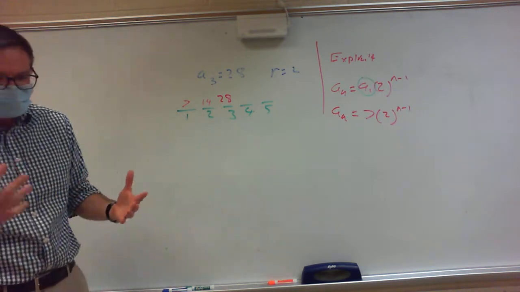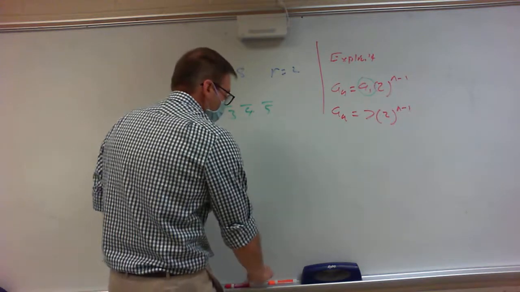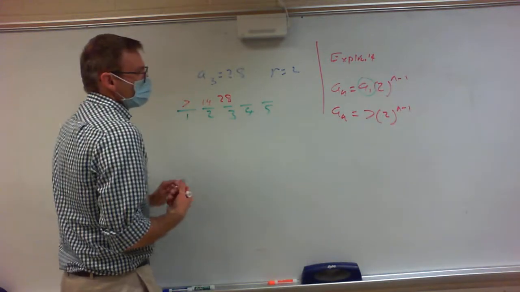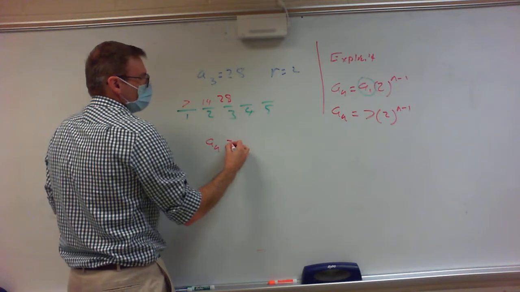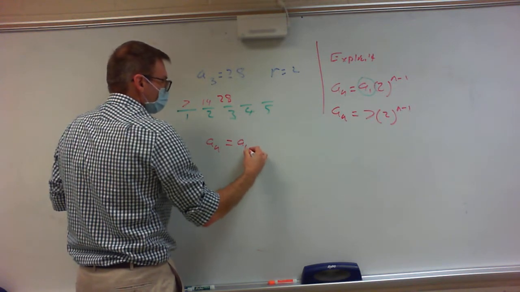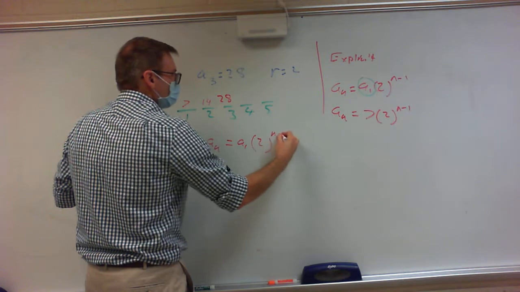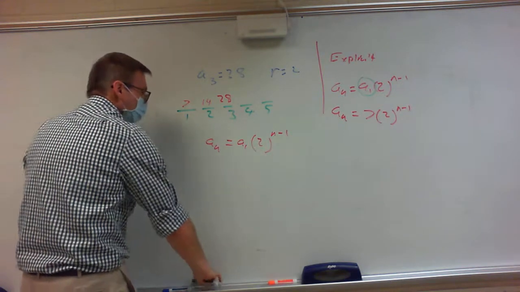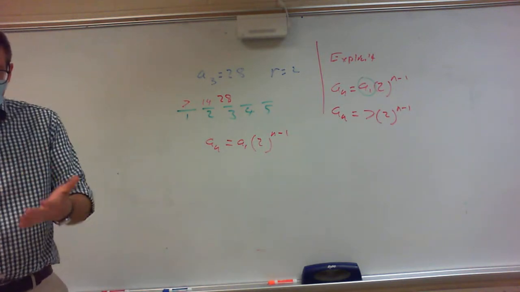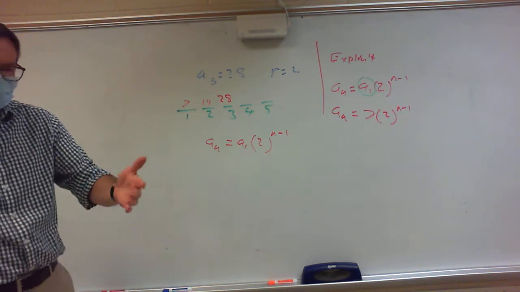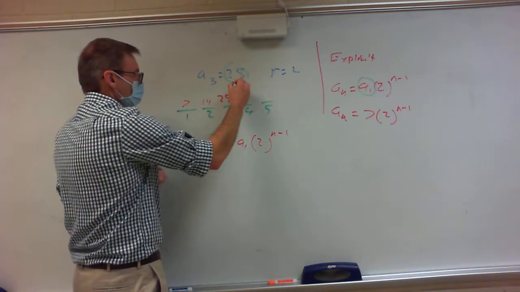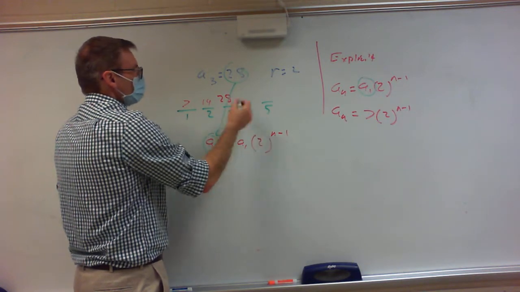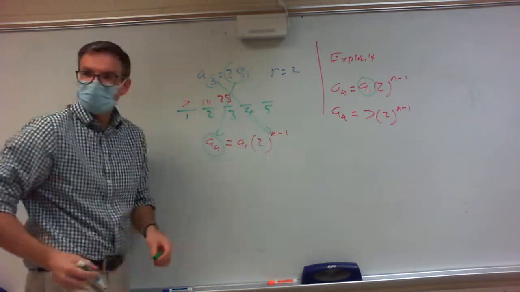The way you do it if it's not close is you actually have to write an equation. And here's how the equation looks. So I want to go back to this thing. Say a sub n is equal to a sub 1 times 2 to the n minus 1. This is kind of what we did yesterday. A sub n is the value, which is this. N is the position, which is this.